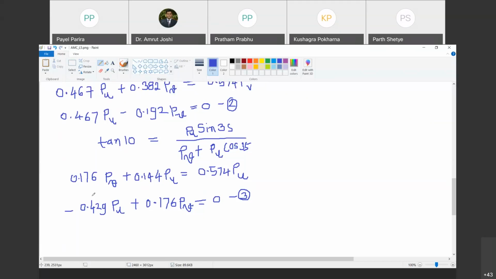Oh, I'm sorry. पहला इक्वेशन गलत था. पहला इक्वेशन should be this: 0.4. A1 is 0.467. B1 is minus 0.192 and C1 is 0. A2 is minus 0.429. B2 is 0.176 and C2 is 0. So what did you get? क्या आंसर आ रहा है?